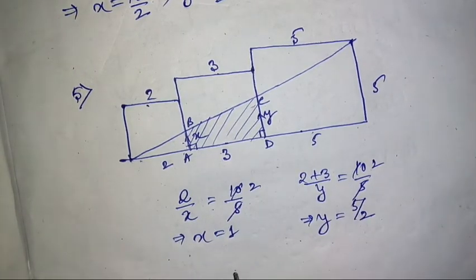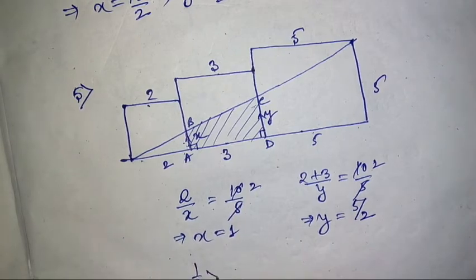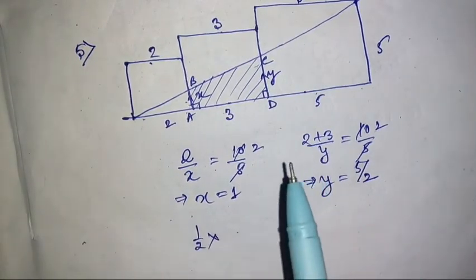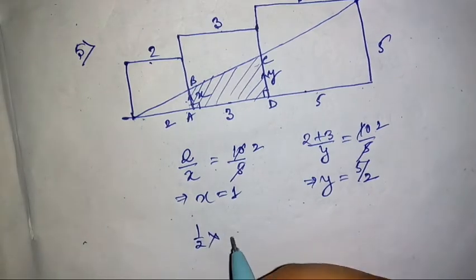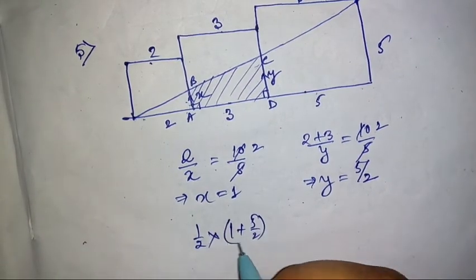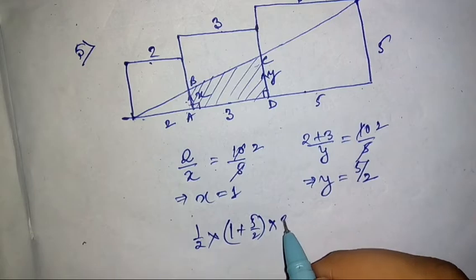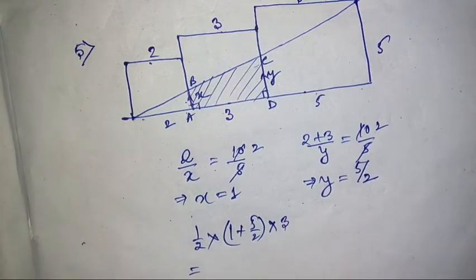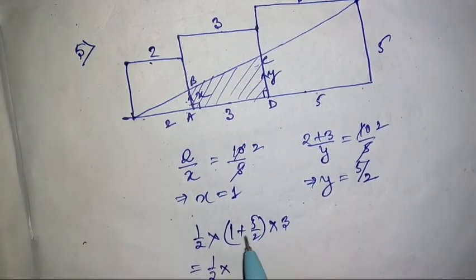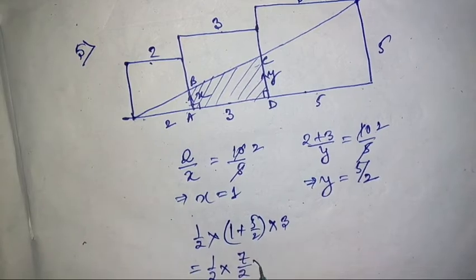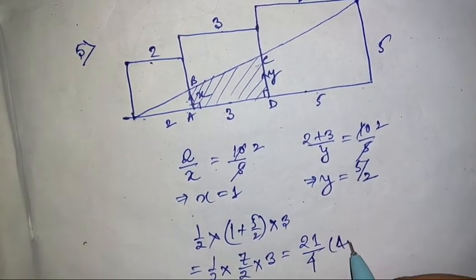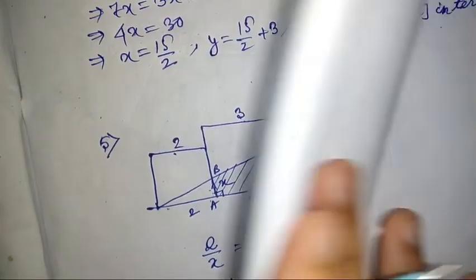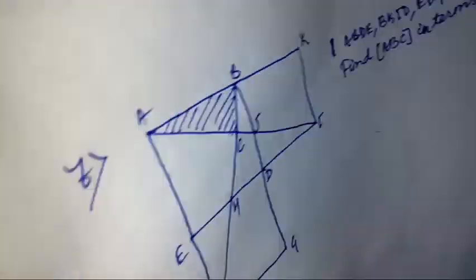Then using our concepts of area, we can tell half into... it is a part of mensuration, that is why I have not separately told the area formula of trapezium. We can derive it very easily. Half into sum of two parallel sides into distance between them, distance is 3. So what is it coming out to? Half into 5 plus 2, 7 by 2 into 3, it comes out to be 21 by 4, and that is our answer. Now let me tell another very important question.